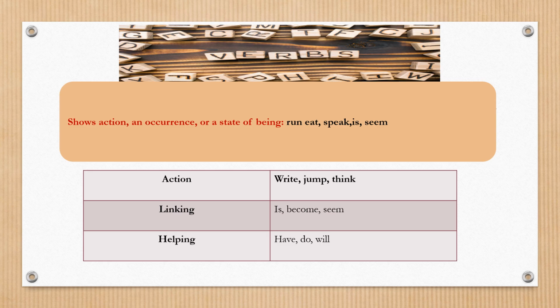Action verbs, they show that someone is doing something, like write, jump, or think. Linking verbs, these connect the subject to more information, like be, become, or seem. Helping verbs, they work with the main verbs to show tense or meaning, such as have, do, or will.